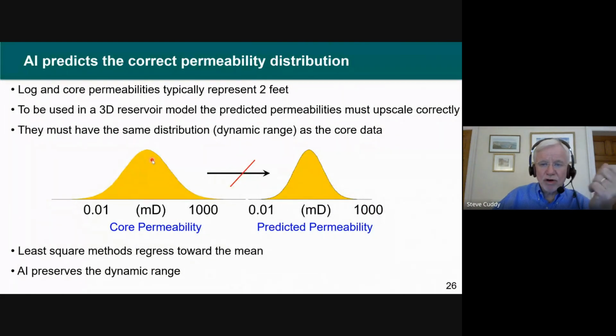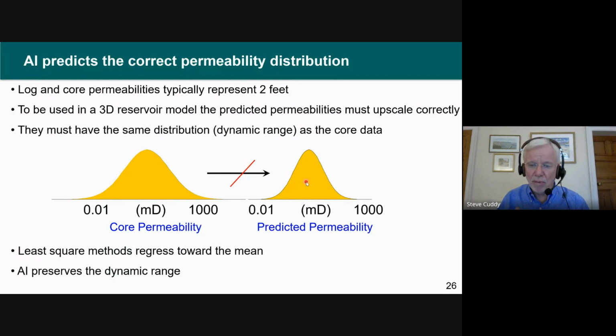Logs and cores are on different scales. That is the first problem. In the 3D model, we have to upscale the permeabilities, and this must be done correctly. So they must have what we call the same dynamic range. Now, what do I mean by that? If we had core permeabilities from 0.01 of a Darcy to 1 Darcy, right? And this is the predicted permeability. You can see the predicted permeabilities are pretty good. The average is the same, but it doesn't give you the dynamic range.